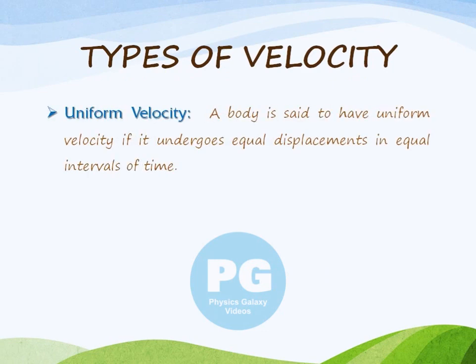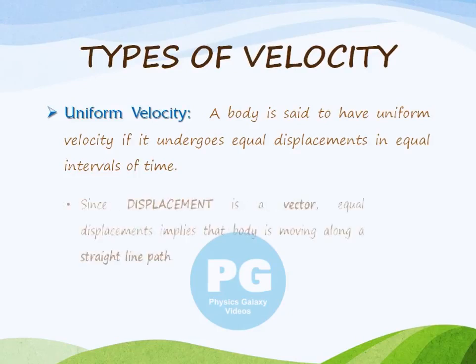Now talking about the types of velocity, the first type of velocity is uniform velocity. If the velocity of the body does not change with time, it is said to be moving with uniform or constant velocity. What factors change the velocity, we'll discuss later. But now, talking about uniform velocity, in other words, we can also say a body is said to have uniform velocity if it undergoes equal displacements in equal intervals of time.